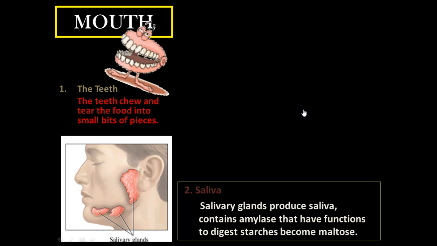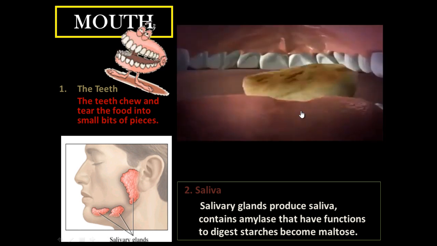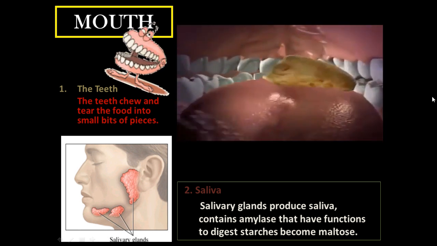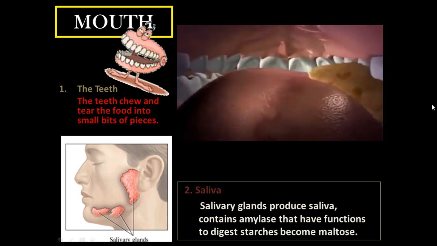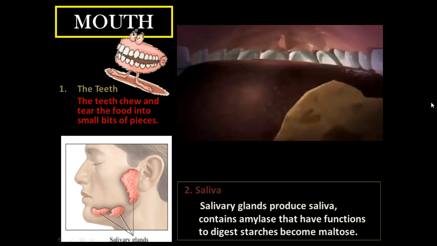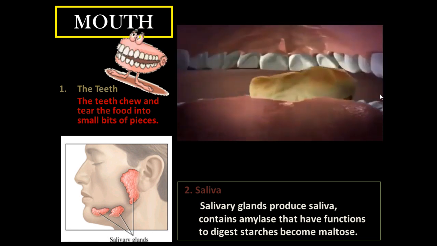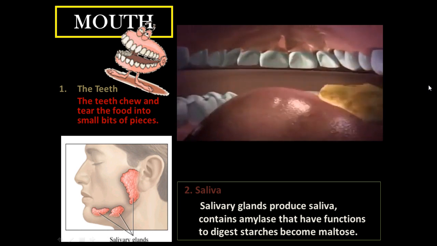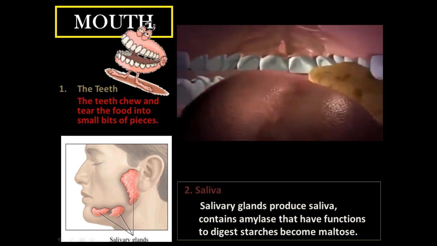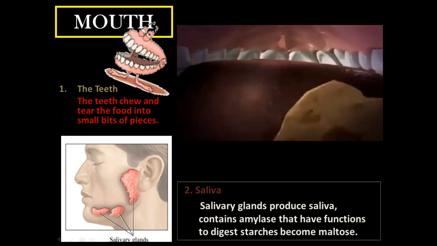Let's check a video about food digestion in the mouth. Food in the mouth is mixed with saliva. Saliva will digest carbohydrates into maltose, and the teeth grind and cut the food.